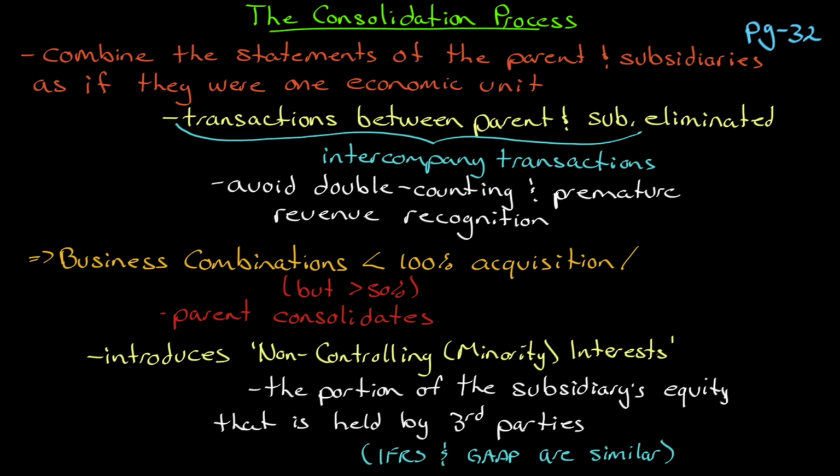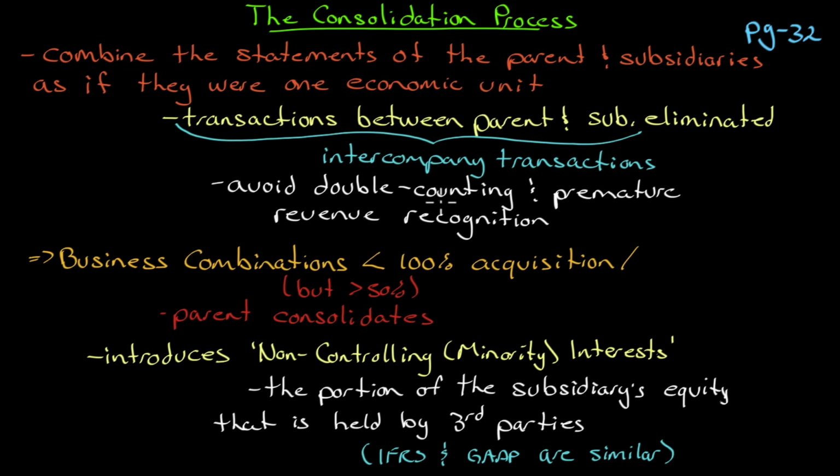We need to combine the statements of the parent and the subsidiary. The parent does the consolidating, by the way. So combine the statements of the parent and subsidiary as if they were one economic unit. Transactions between the parent and the subsidiary are eliminated. These are called intercompany transactions. We've seen this before when we looked at upstream and downstream transactions at the associate level. Well, it's the same thing when control is present, when it's a subsidiary. It avoids double counting and premature revenue recognition. Remember, we can't claim the unearned or unrecognized profit.